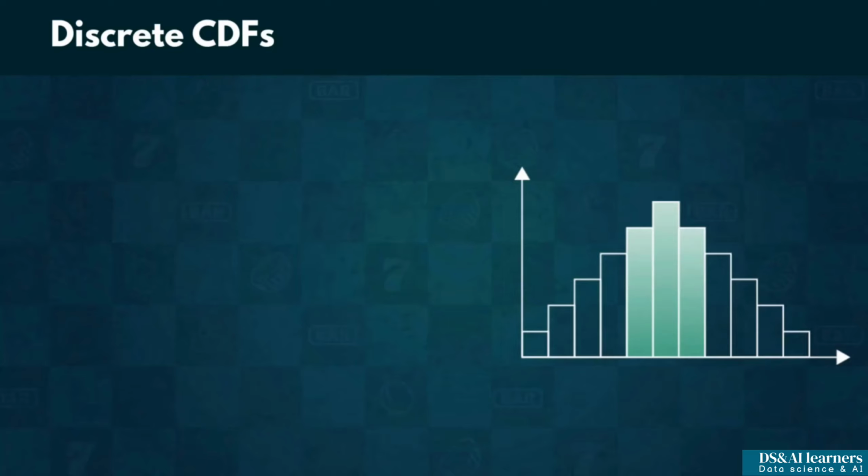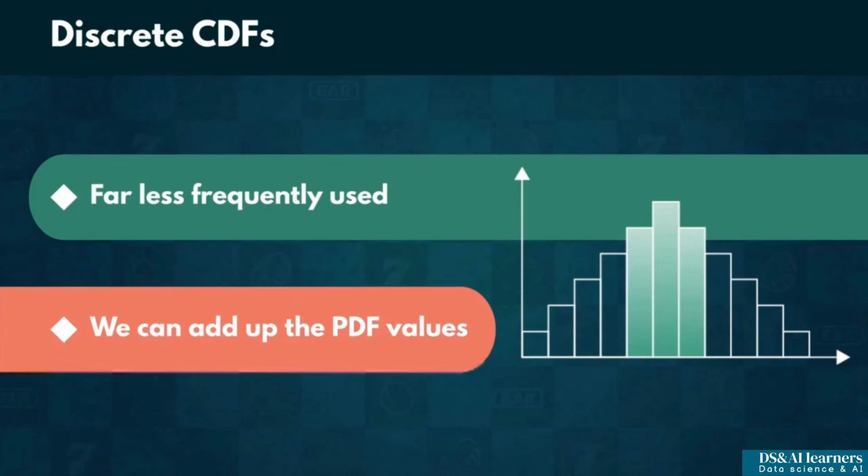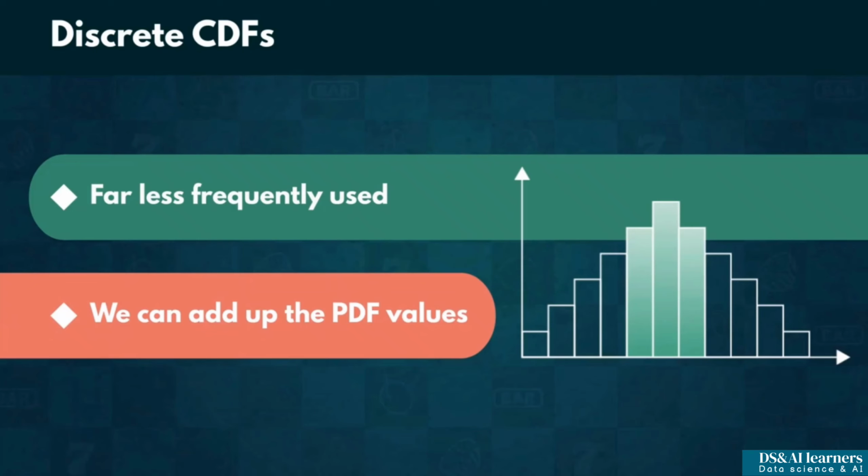Discrete distributions also have CDFs, but they are used far less frequently. That is because we can always add up the PDF values associated with the individual probabilities we are interested in.